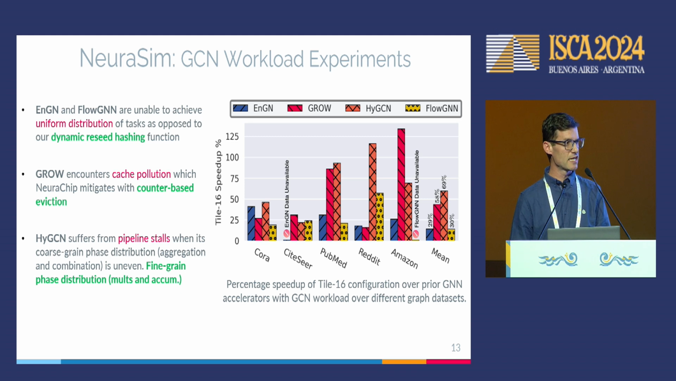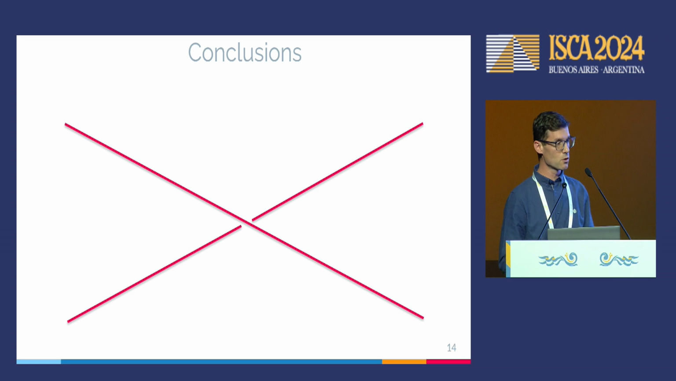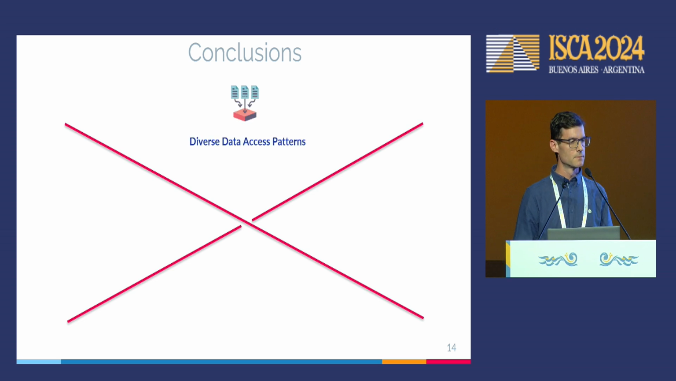It generates cache pollution in order to store these intermediate results without the rolling eviction strategy that we propose. And also, there is a problem in which when you segregate the computation according to the high-level aggregation and combination phases of GCN workloads, this can lead to inefficient pipeline stalls because this is very high level. Finally, as a conclusion, there are diverse data access patterns in multiplications and accumulations.